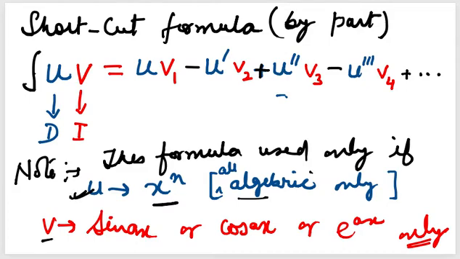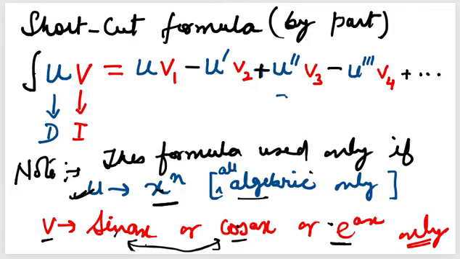The v function can be any of the three: it can be sine function, it can be cos function, it can be exponent. So you cannot have any other function over there. Trigonometric functions are only two, sine and cos, or the third one is exponent. So if you see the combination of power with sine, power with cos, or power with exponent, we can use this shortcut technique.